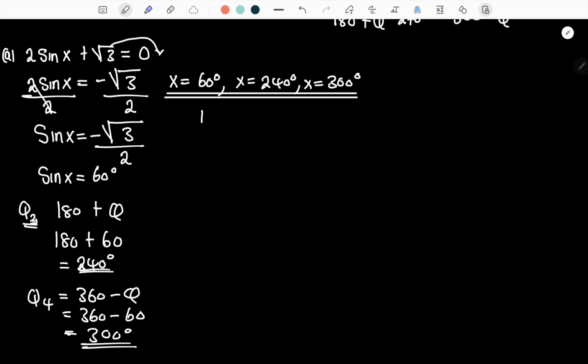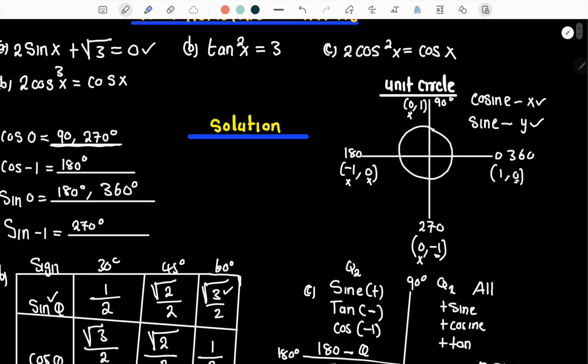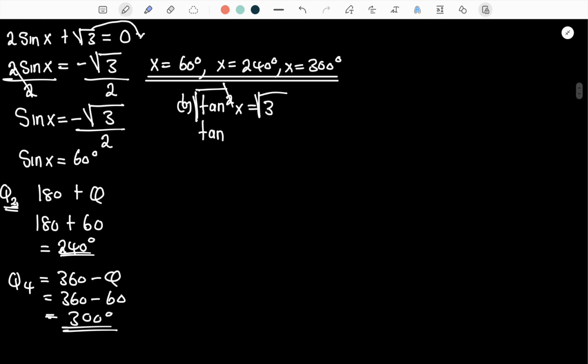So let's go to B. Now, B is simply saying tan squared of x is equal to 3. This one is actually very simple. You square root this particular end, and you're going to get tan x is equal to. Now, whenever you're finding a square root, you need to find two possible values. So the two possible values are simply plus or minus root of 3.